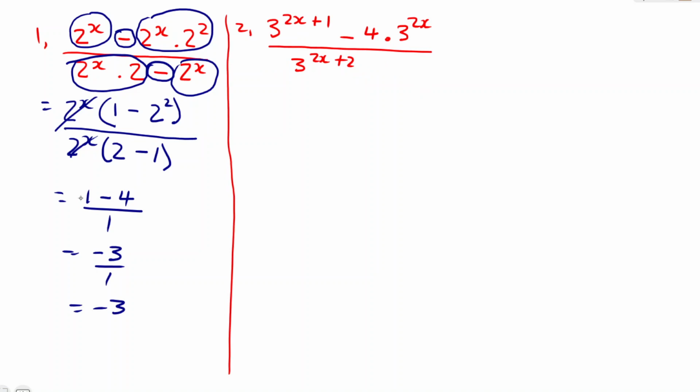Okay, so I have a second example here. So let's look at this one. Here you are given on the numerator 3 to the power 2x plus 1 minus 4 times 3 to the power of 2x. On the denominator, you have 3 to the power of 2x plus 2. So before we solve this one, let's remind each other of the laws of exponents.